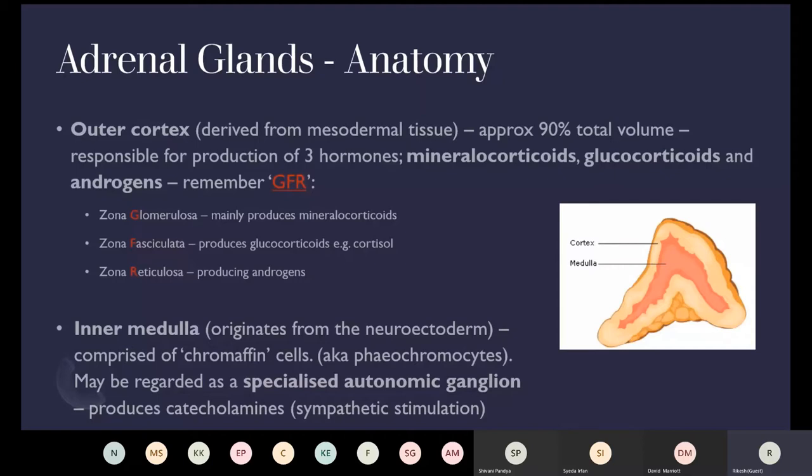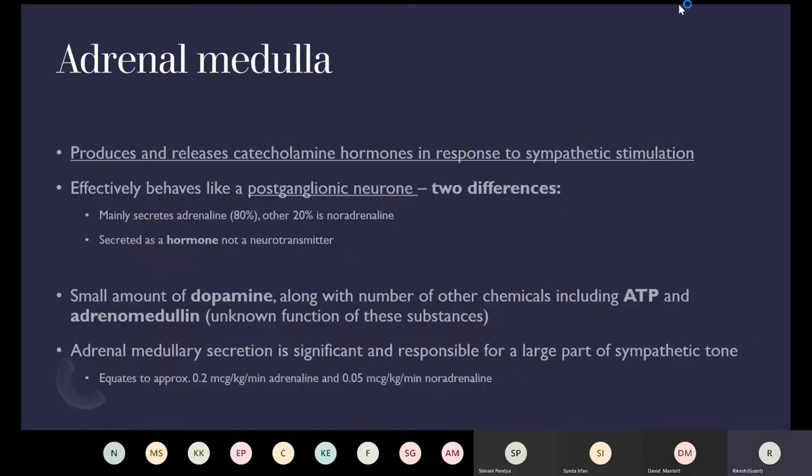And then the medulla, which embryologically is from the neuroectoderm, is comprised of chromaffin cells, which are also known as phaeochromocytes. Basically, the medulla acts as a specialized autonomic ganglion, and that's responsible for producing catecholamines as a result of sympathetic stimulation. As I just said, the medulla releases catecholamines, and it effectively behaves like a postganglionic neuron.